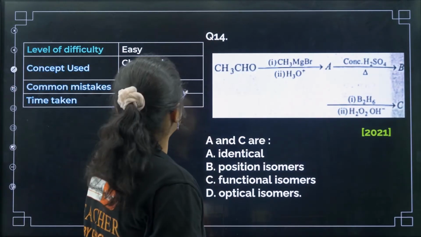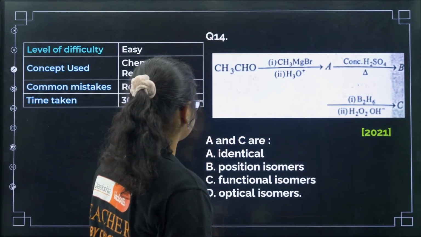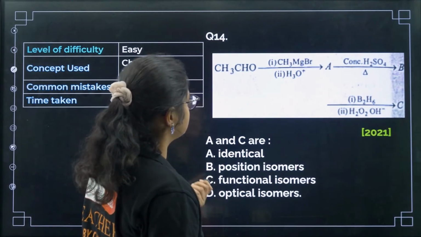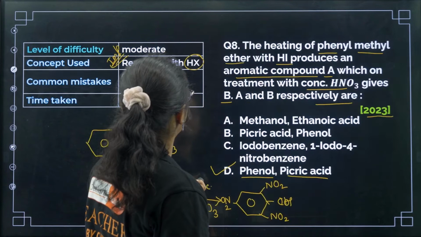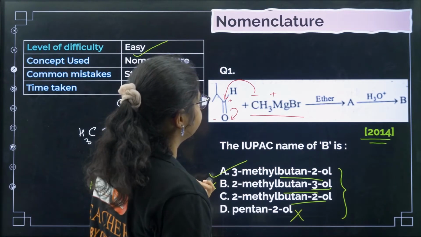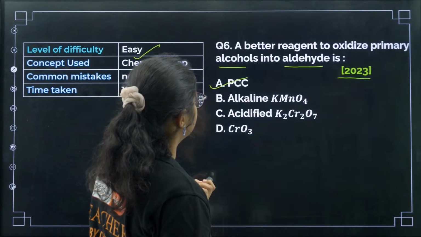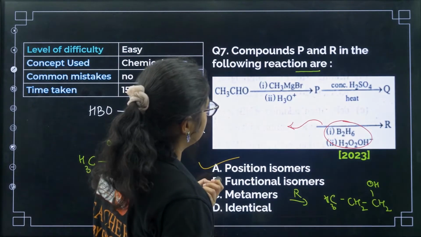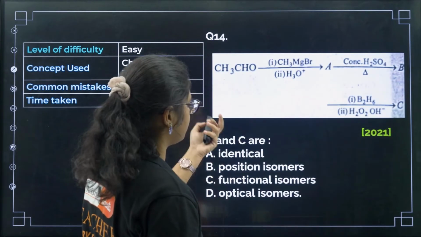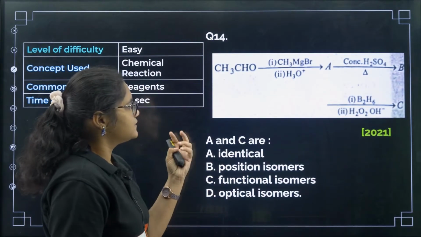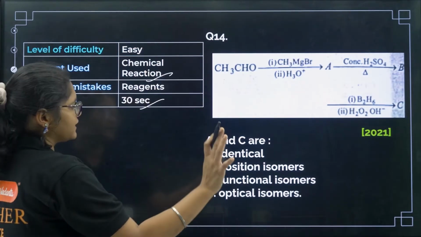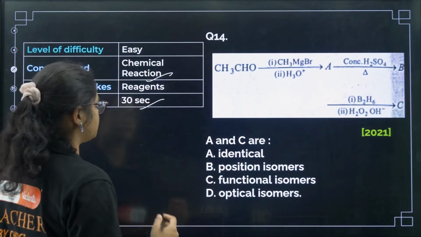Now, this question was again asked in 2021. The same question was repeated. One second, let me check once. Okay, the same question is asked in 2021 as well. The exact questions are copied. You can see the same question. We'll solve it again for you. So this is a chemical reaction. 30 seconds is more than enough. Repeated questions, you can see.